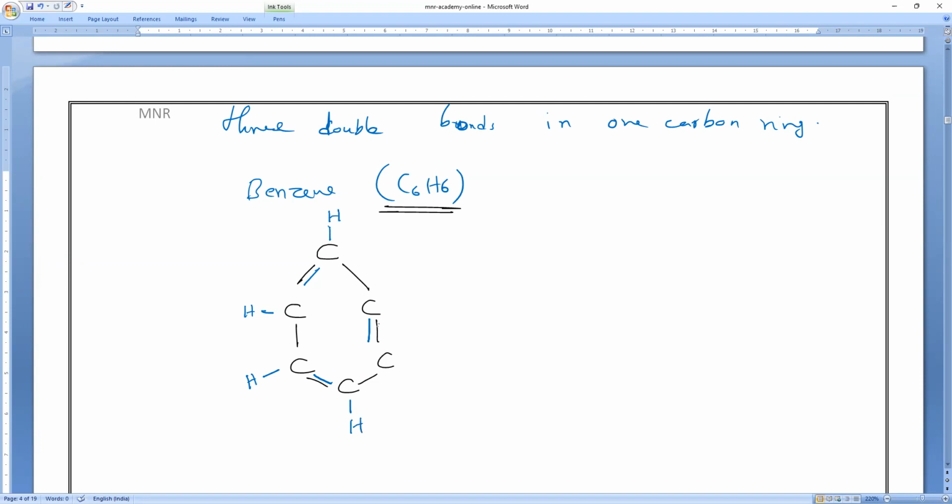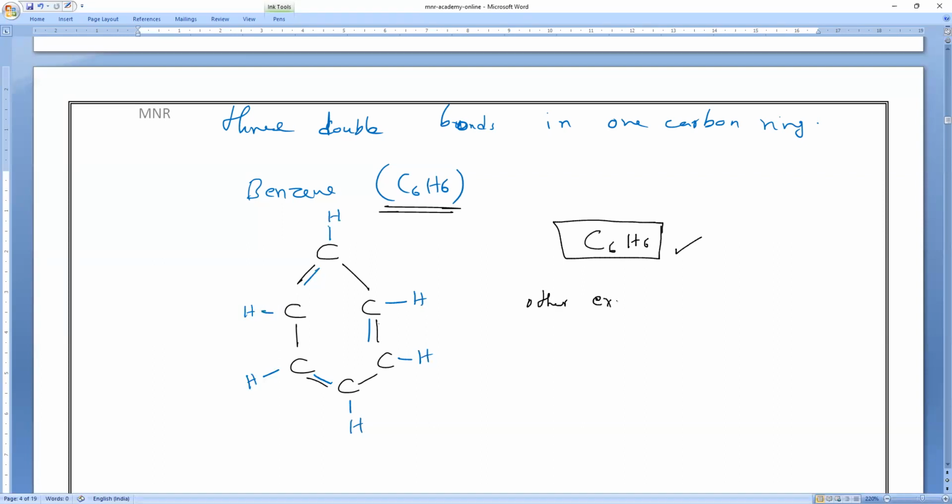Next, here 2 plus 1, 3. One more hydrogen, fourth bond. 1 plus 2, 3. One more hydrogen, 5 bonds. Totally how many hydrogens? Count it, everybody. Each carbon is having 1 hydrogen, so totally C6H6. Am I right, everyone? What is that? C6H6.